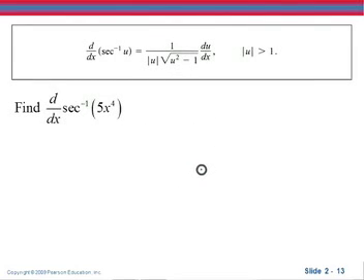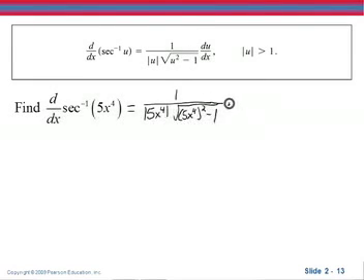Next, the derivative of the inverse secant of u is 1 divided by the absolute value of u times the square root of u squared minus 1 times du dx. So here, our u is 5x to the 4th. So the derivative of inverse secant 5x to the 4th will be 1 divided by the absolute value of 5x to the 4th times the square root of 5x to the 4th squared minus 1. And this is times the derivative with respect to x of our u function, which is 5x to the 4th.